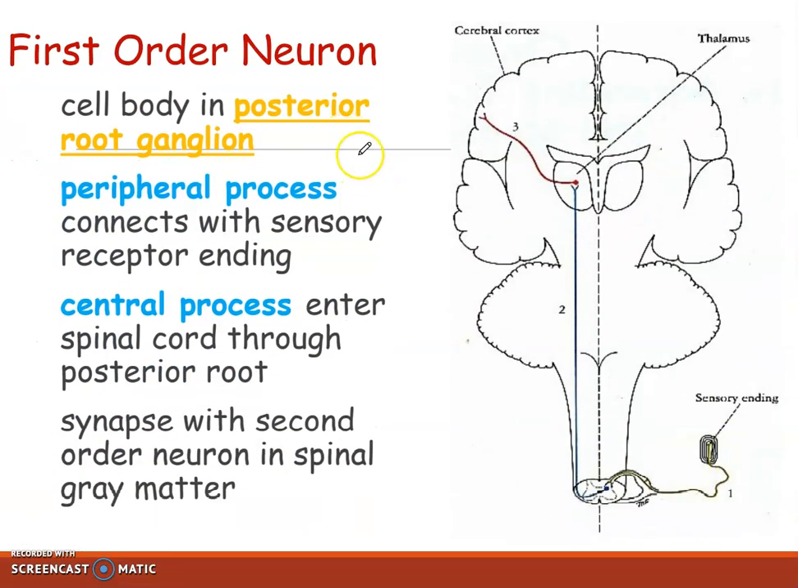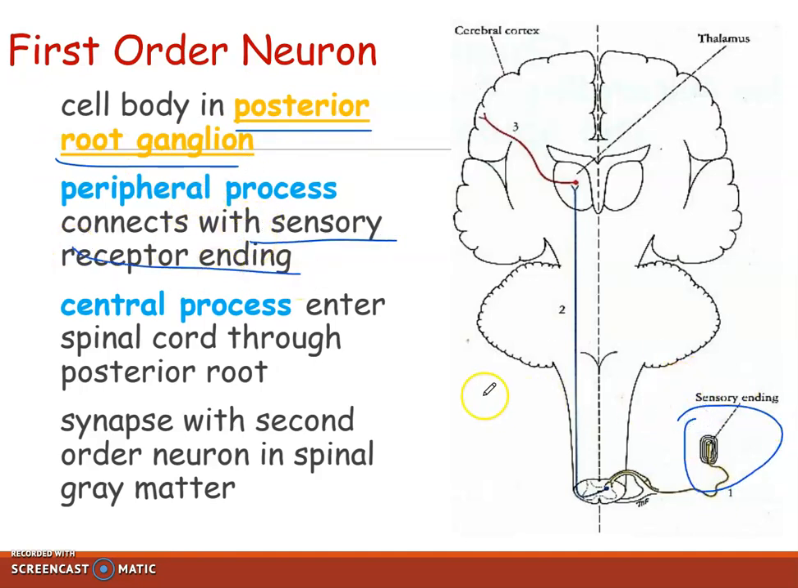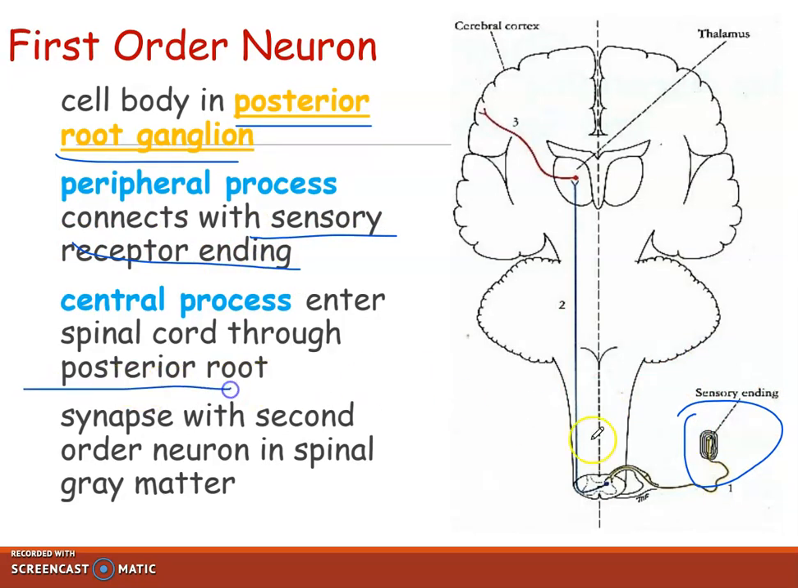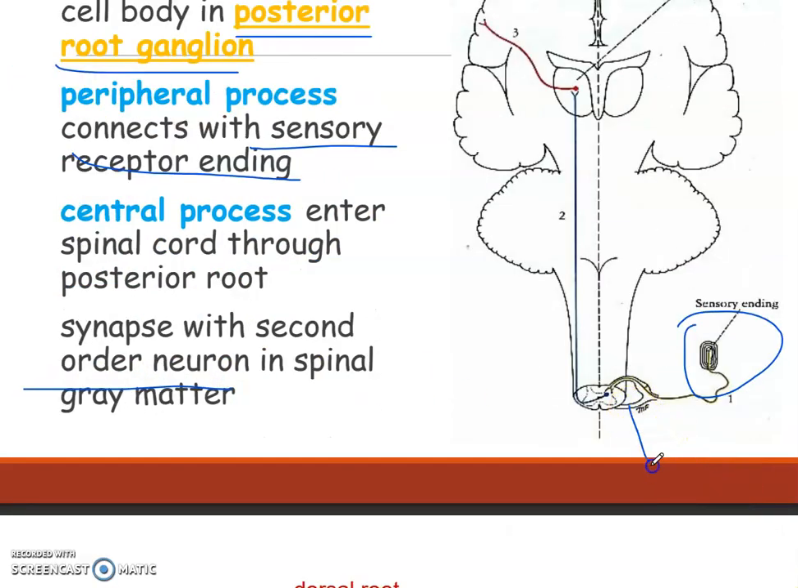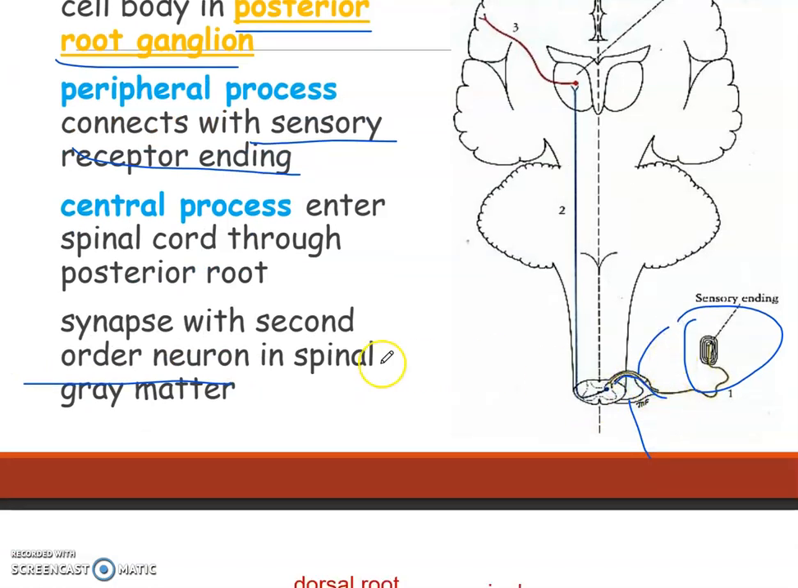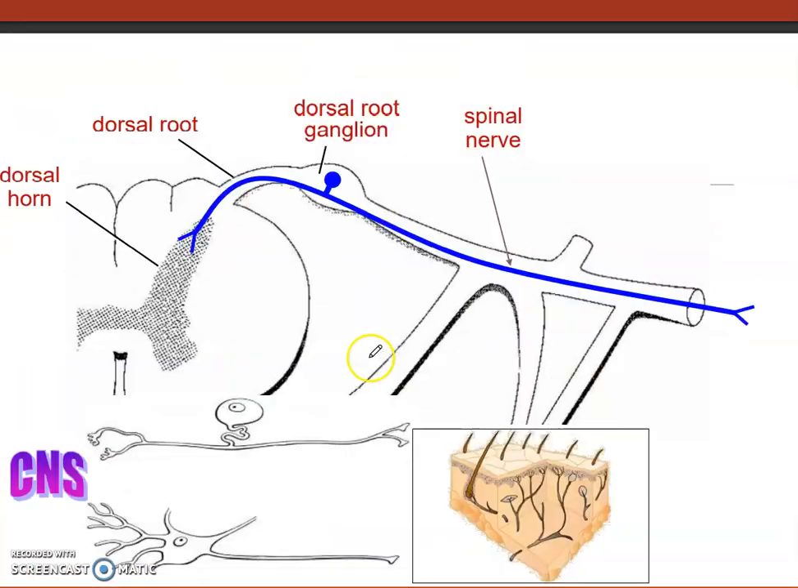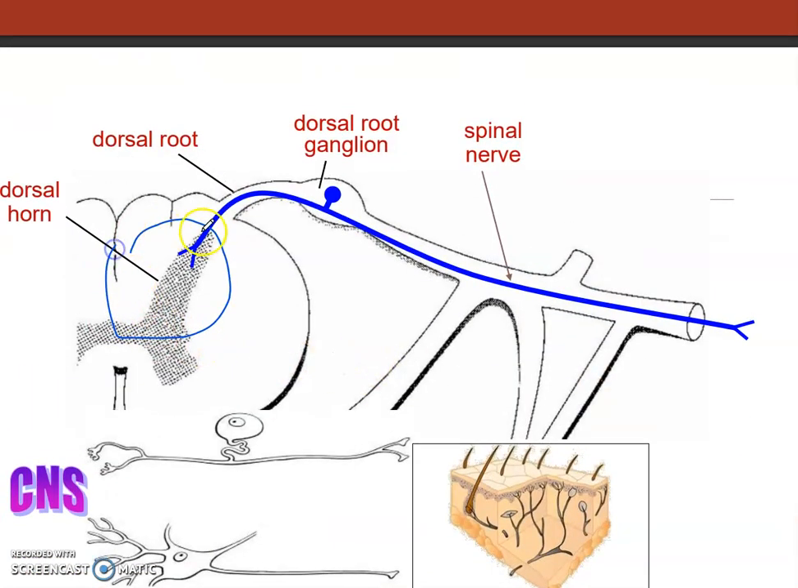First are the neurons whose cell bodies are in the posterior root ganglion, and they connect with the sensory receptor endings, for example these, and they enter the spinal cord through the posterior root. As you can see, this is the anterior root, this is the posterior root, and they are entering through the posterior root. Then we'll move forward. This is the dorsal horn, and this is the dorsal root, which is the sensory root, and the anterior one is the motor root. Always remember that the anterior one is the motor root and the posterior one is the sensory root.